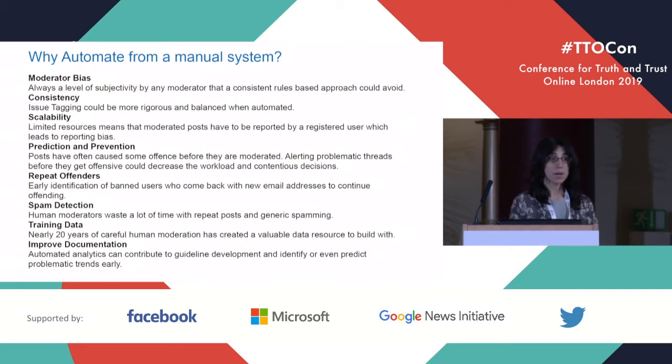And lastly, just to be able to improve the way that we document things. We talk a lot in AI and automation about using it as a means to do things instead of us, but actually being able to measure, to predict, and to report is also an important part of automation, and creating analytics that can contribute to guidelines and identify new trends early, so that we know what is going on on our site, could help us build a much better product.